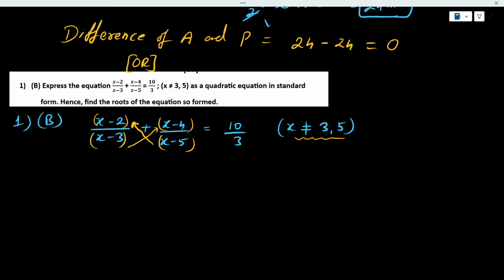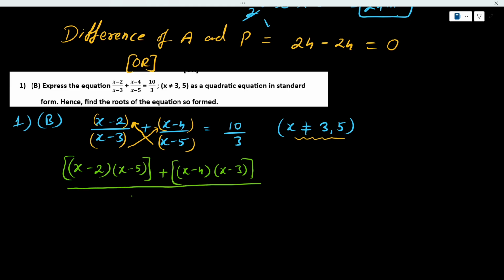So how do we do it here? Let us start writing (x - 2) times (x - 5), right? This is in one bracket, plus (x - 4) times (x - 3). This is in another bracket, and the denominator is the product of denominators, which is (x - 3) times (x - 5), which is equal to 10/3.